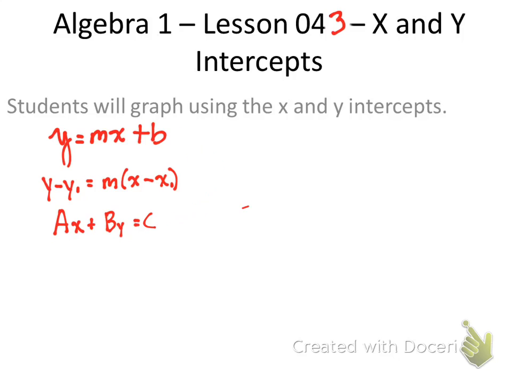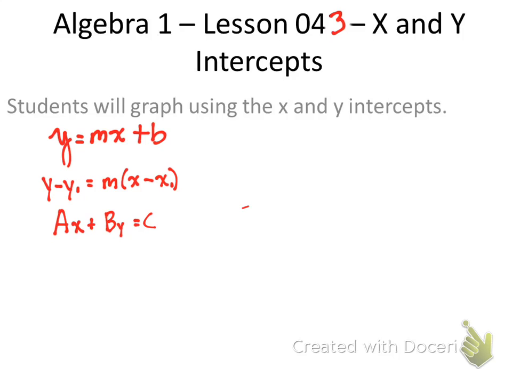Okay, so there's another way that's easy. It's called the x and y intercept, or applying the x and y intercepts, and I'll show you that today. That's the goal for today. I'm showing you that today because it's the easier way to do it. I think it's the easiest way when you have a standard form equation. Okay, but some people don't like it.